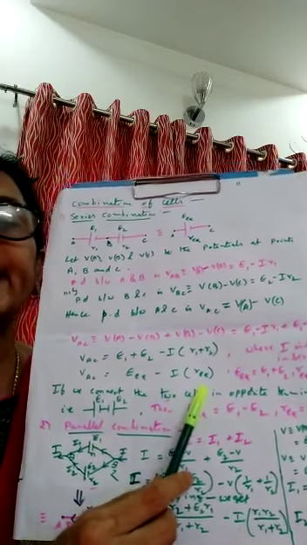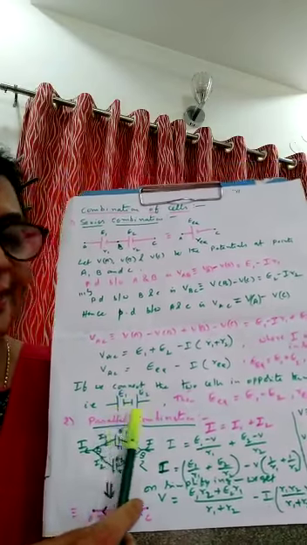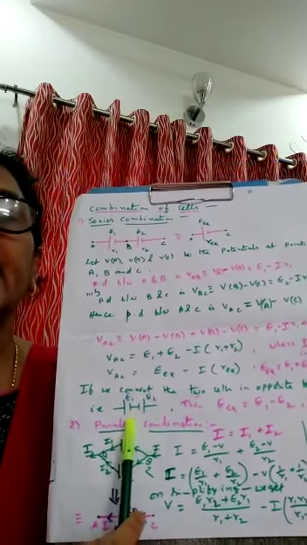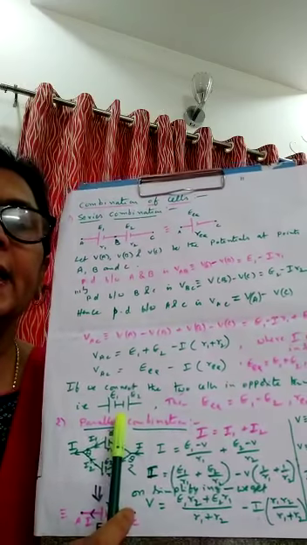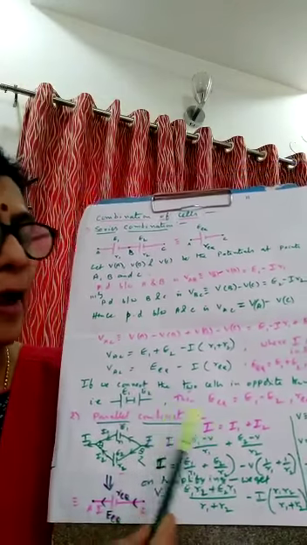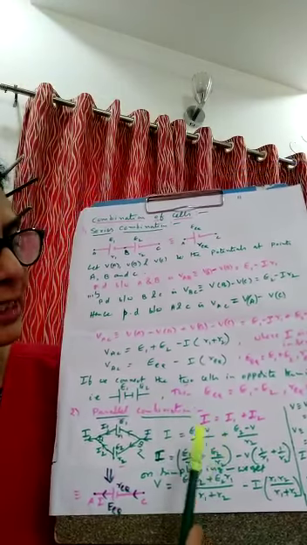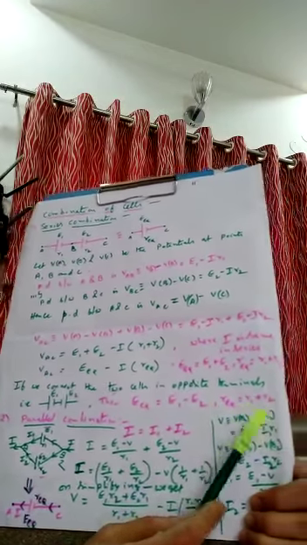Suppose the cells are connected with opposite polarity like this, then what is the equivalent EMF? The equivalent EMF is E1 minus E2 we write, because the current is flowing in the opposite direction. So that is why E1 minus E2, but the equivalent resistance will remain same.